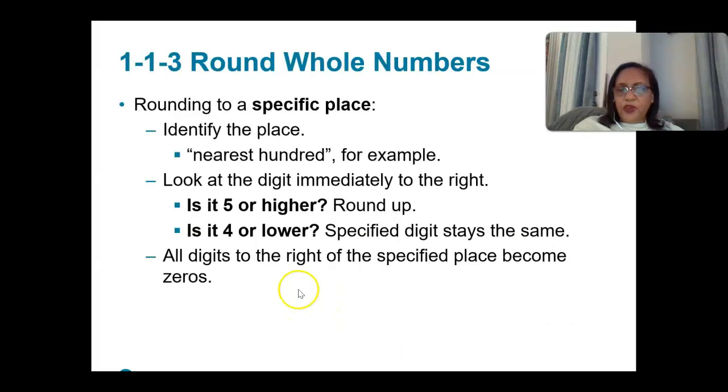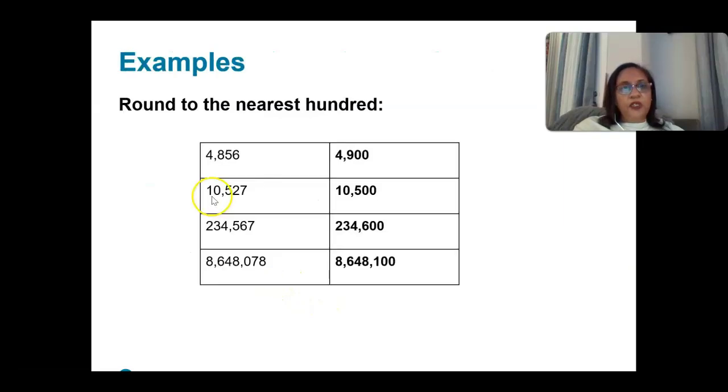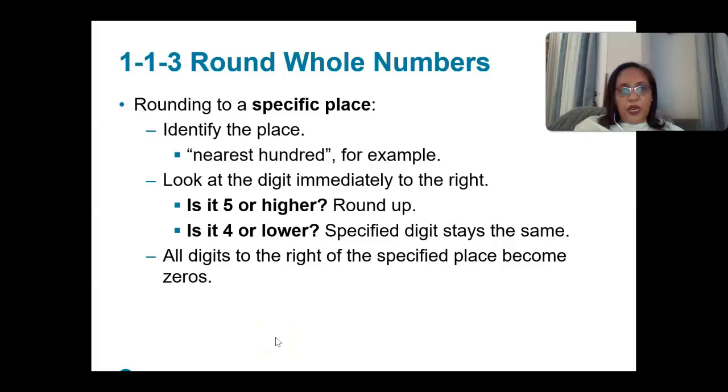Rounding. Rounding can be a little bit tricky. So just be careful. Okay. So look at the digit immediately to the right. Okay. Is it 5 or higher? Round up. Is it 4 or lower? Keep it the same. All digits to the right of the specified place become 0.